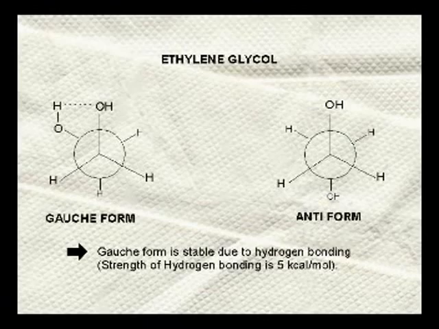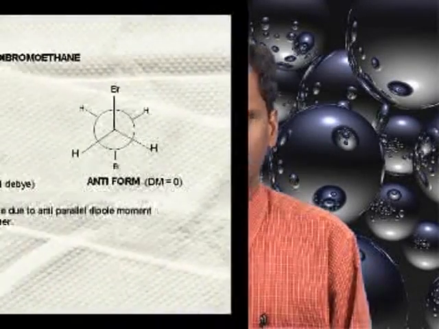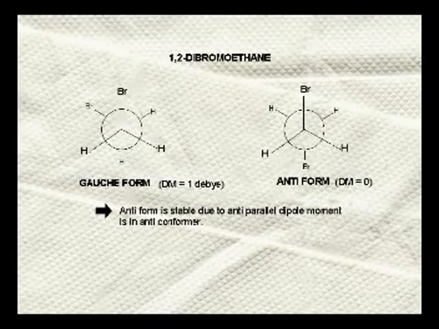If we go to 1,2-dibromoethane, there also we can draw all the six extreme structures. Let me pick up two of them, namely the gauche form and the anti form. In this case, the anti form is more stable because the dipole moment is playing a major role. Because of that, the anti form is highly stable compared to the gauche form. That's all about some nonlinear structures. We've covered the nonlinear structures nicely.